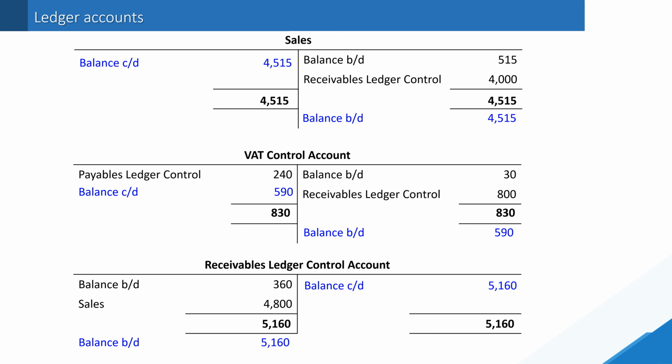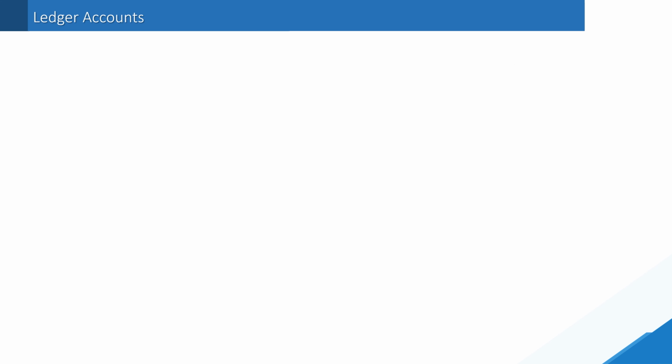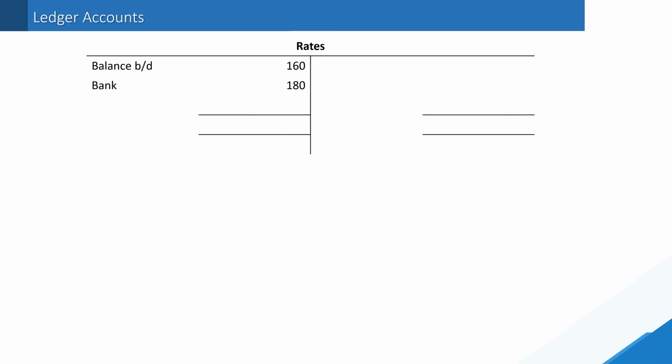£5,160. The final account we look at is our rates account, the expense account. We can see the balance brought down of £160 and that transaction that we've encountered during the course of this presentation. Therefore, step 1 is to add up the debit and the credit sides. Step 2 is to find the difference, and step 3, placing that difference on the smallest side of the account.